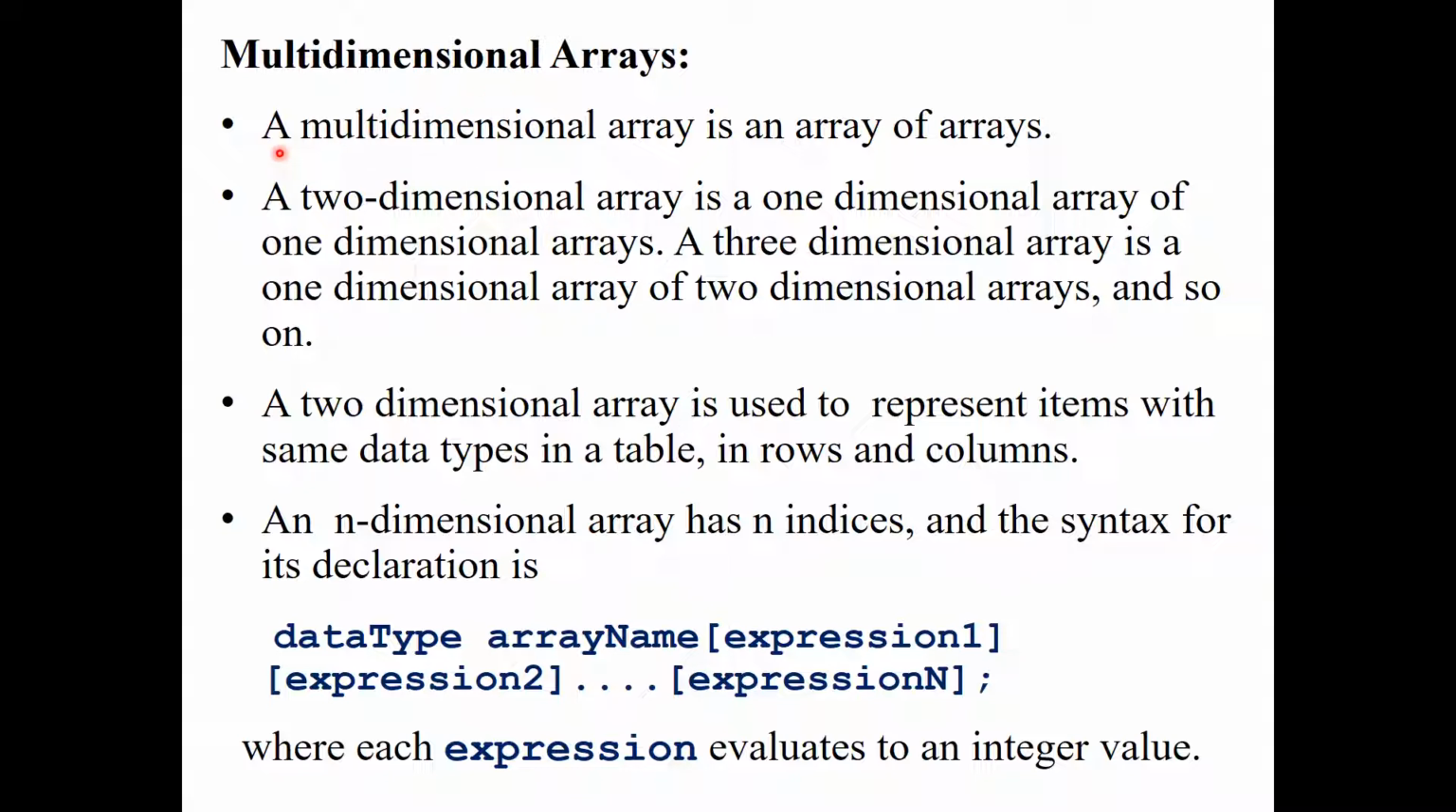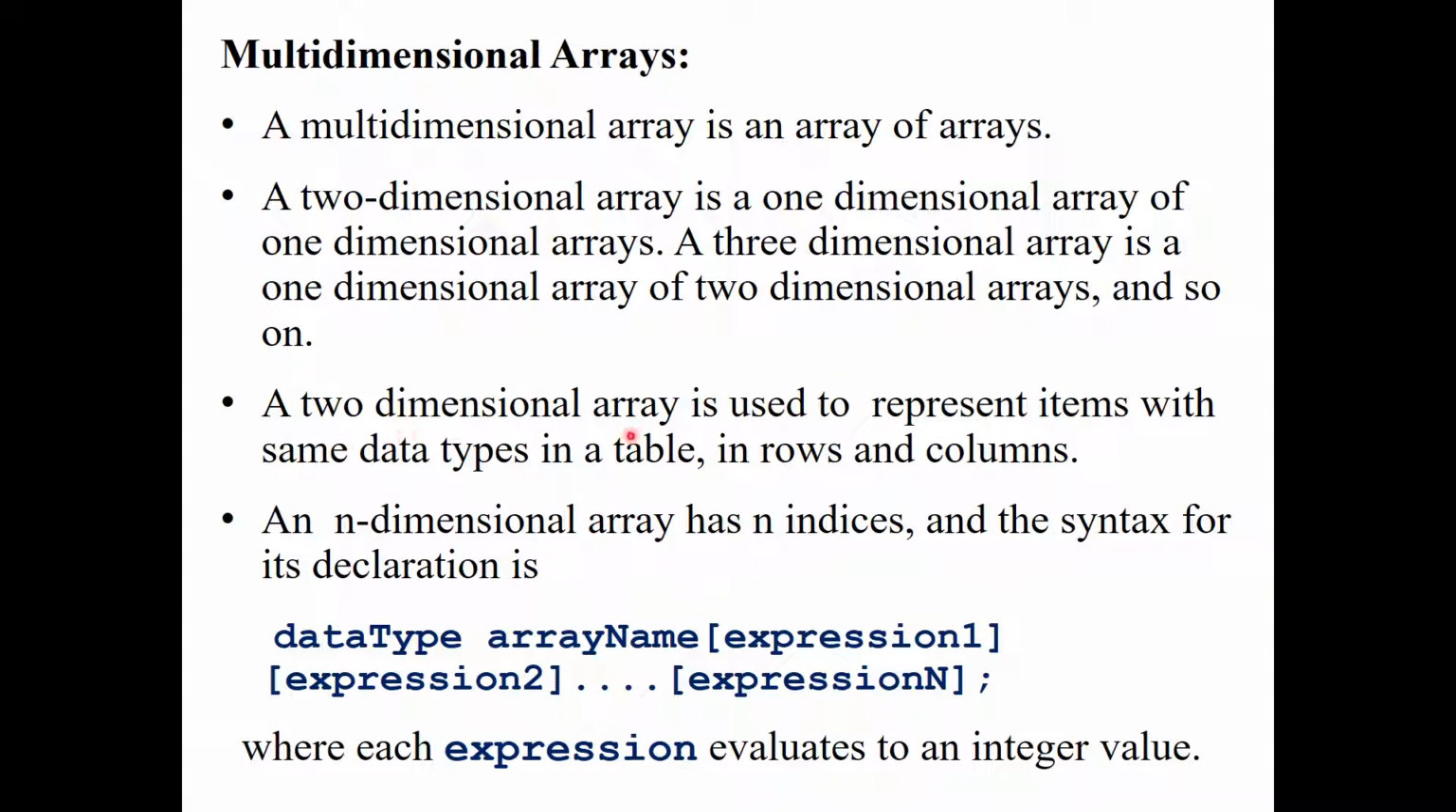So what is a multidimensional array? It is an array which is an array of arrays. So each row of one array is itself an array of several rows. For example, a 2-dimensional array is a one-dimensional array of one-dimensional arrays, as I just explained with the example of subjects and the number of students. Similarly, a 3D array will be a one-dimensional array of 2-dimensional arrays, and so on. That's how you go further.